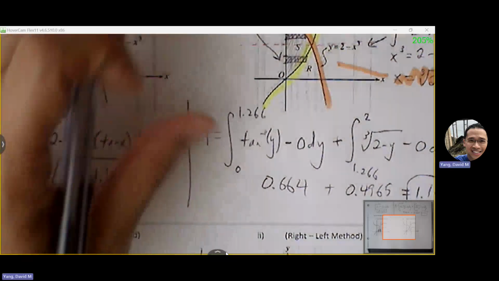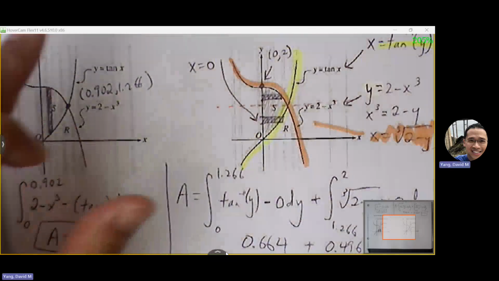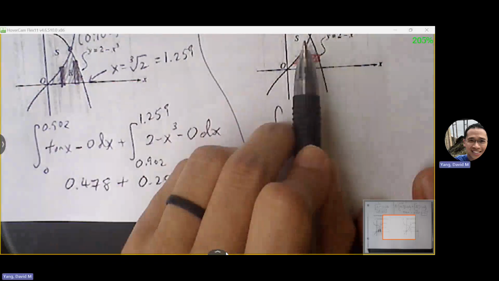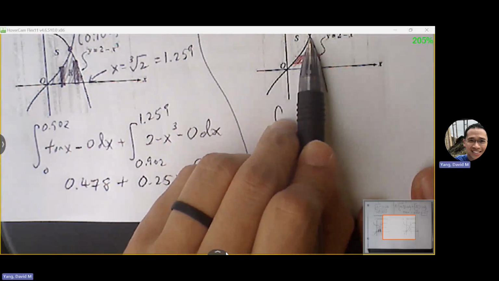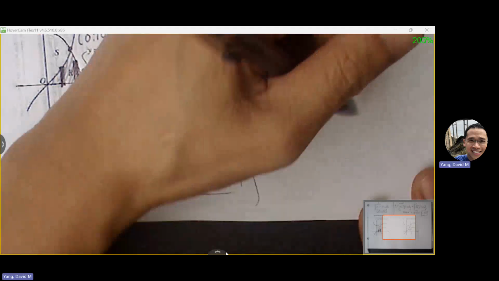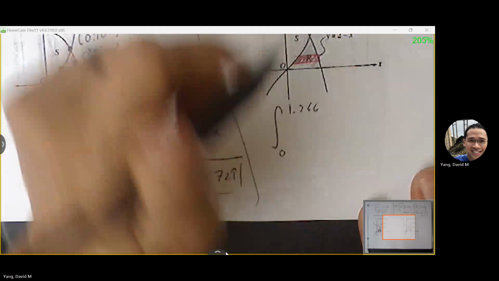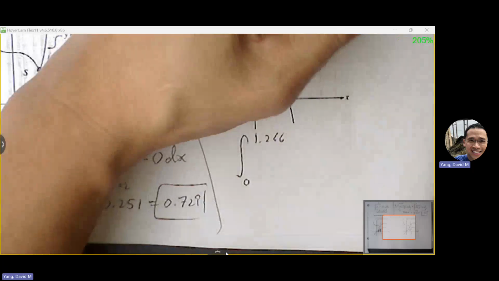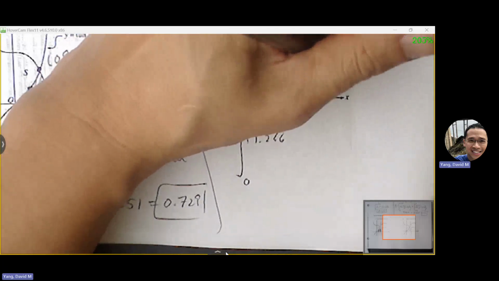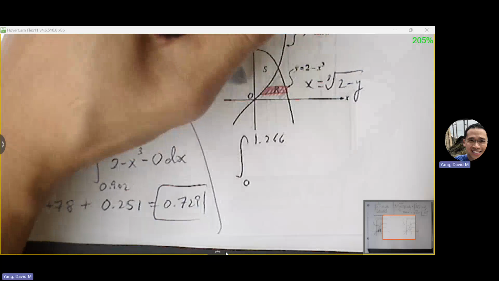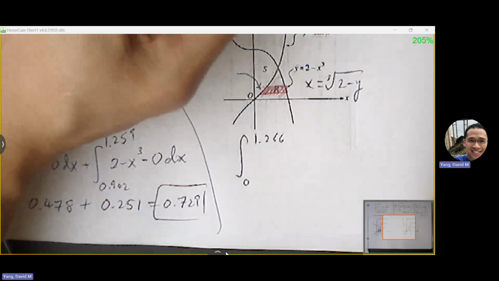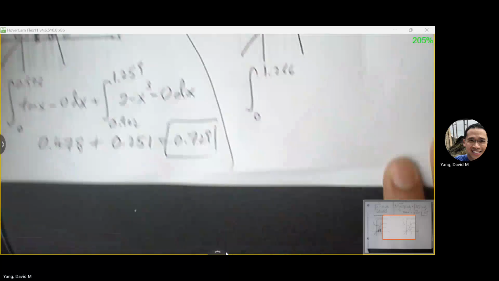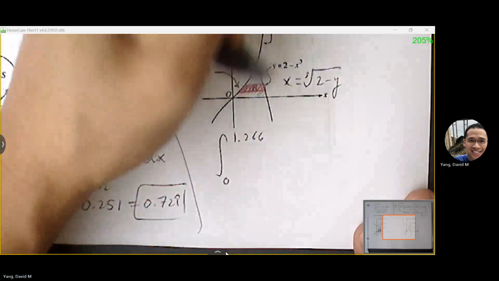We can steal the bounds from one above. We can use the equations from above as well. So we're going to go integral from 0 to the y value intersection, which is 1.266. The right endpoint of my curve is sitting at x equals cube root of 2 minus y. And the left endpoint is sitting on the inverse tangent of y. Okay, we'll do right minus left.